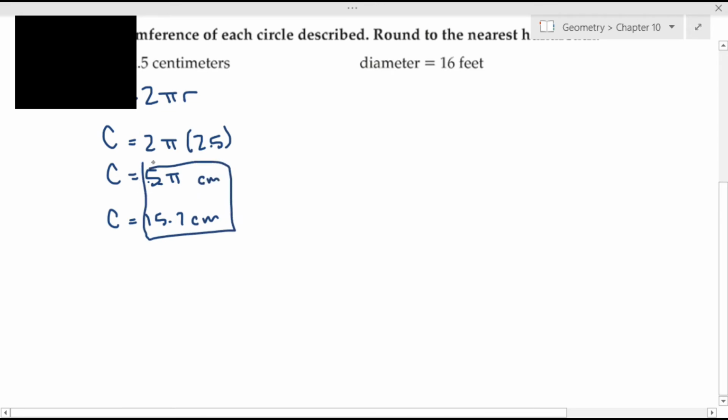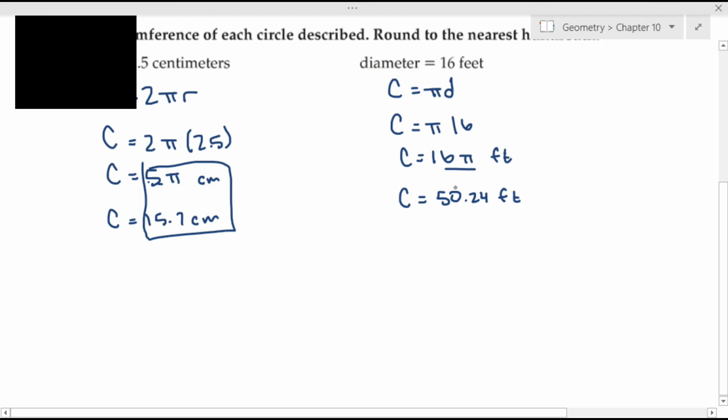All right, pause it. Try this next one. I'm going to assume that you did that. Circumference is equal to pi times diameter this time. So circumference is equal to pi times 16, or 16 pi, and I'm pretty sure we already did that one, but 16 pi was 50.24 feet when we plugged it in. So this is the exact answer, and this is the decimal. We rounded that one.